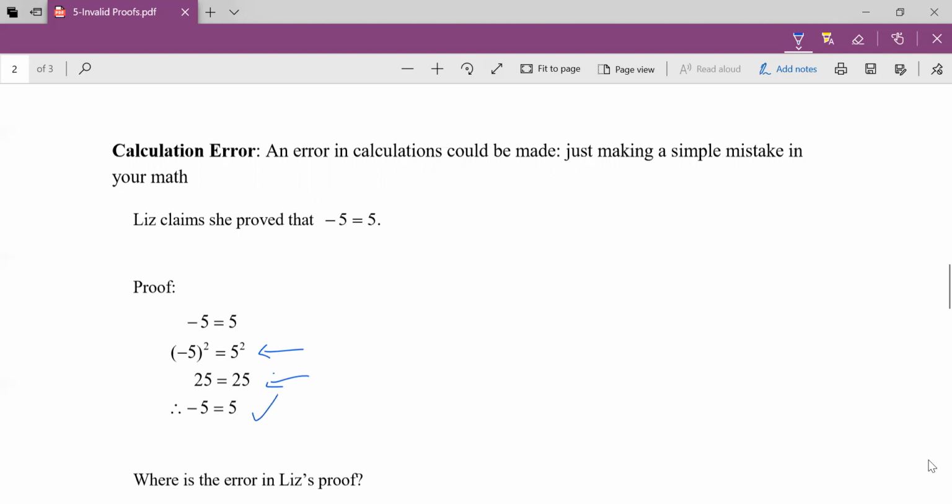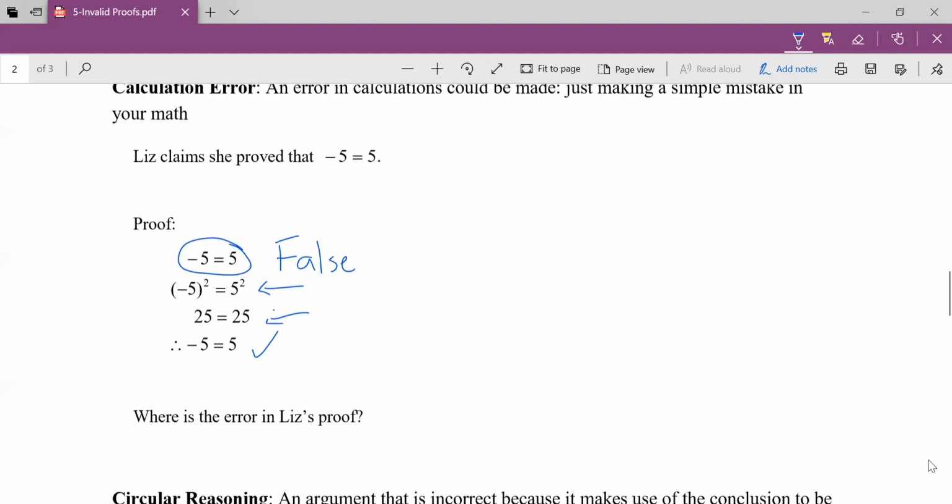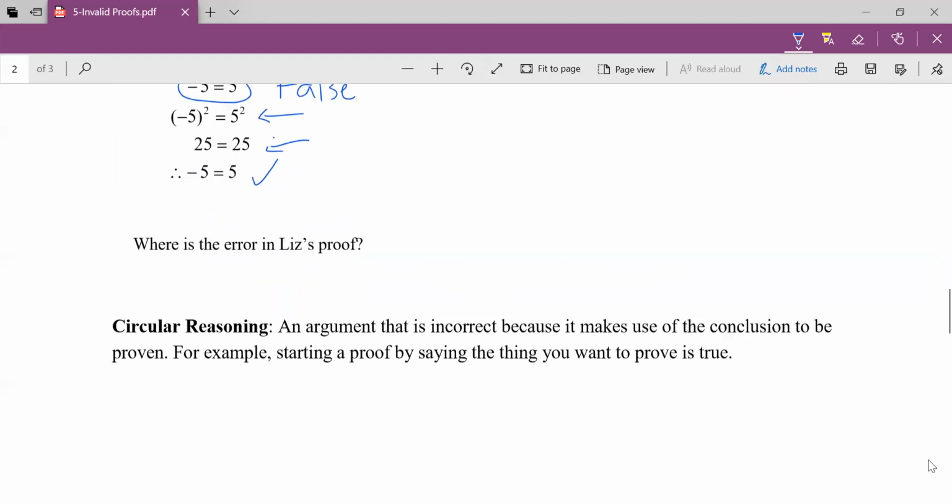Well, her mistake is in her very first step. Her first line is not true, right? That's false. So her original statement is false. -5 is equal to 5 is false, so the rest of what follows is also false. I don't know if I'd call that a calculation error, maybe a very mild one. I hope Liz doesn't think -5 is equal to 5. Okay.